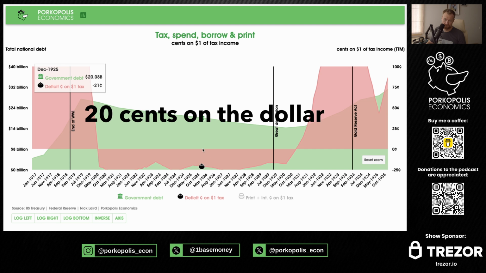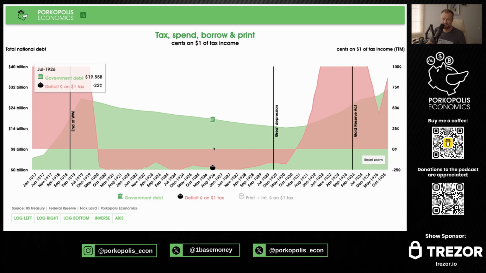So in 1925, the government received $1 for every dollar in taxes. They only spent 79 cents. $1 minus 21 cents. They only spent 79 cents. It means they ran a surplus of 21 cents, and surpluses pay down the debt. That's how it works. And you would think that this is actually looking good here, but we had the Great Depression.